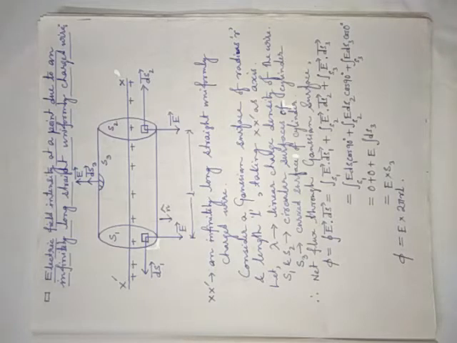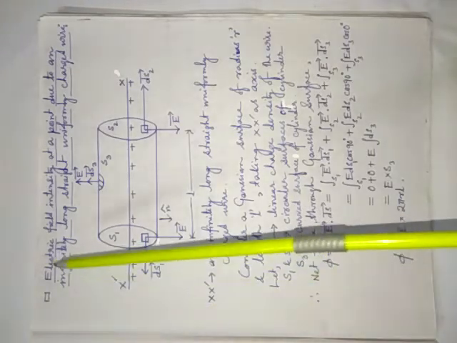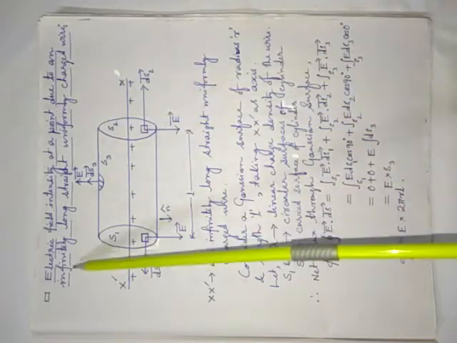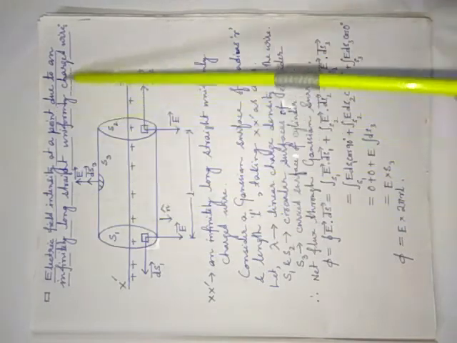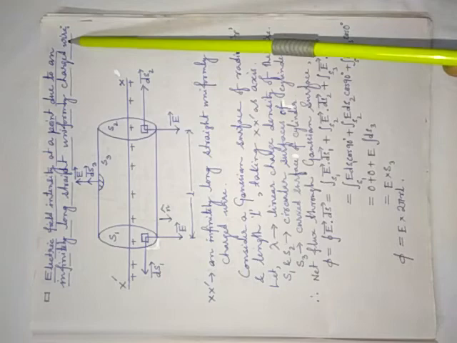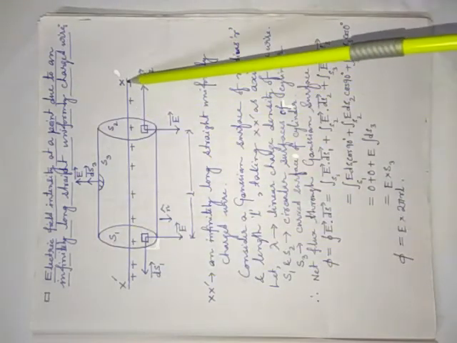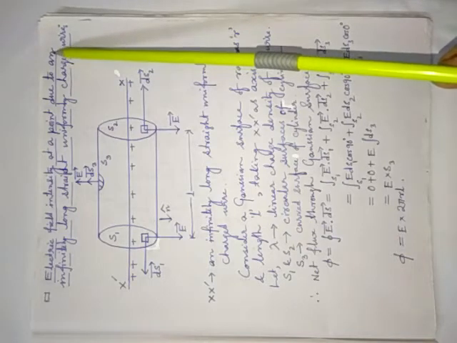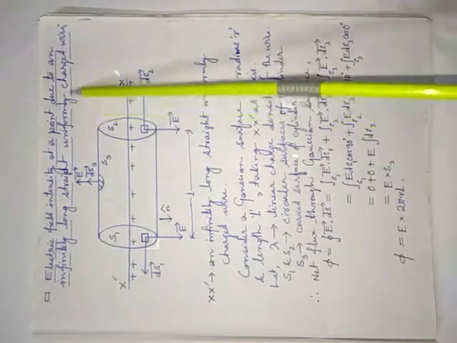Dear students, now I would like to discuss an application of Gauss's law, that is electric field intensity at a point due to an infinitely long straight uniformly charged wire. Okay, and see, this is infinitely long. Here I have considered what? An infinitely long straight uniformly charged wire.